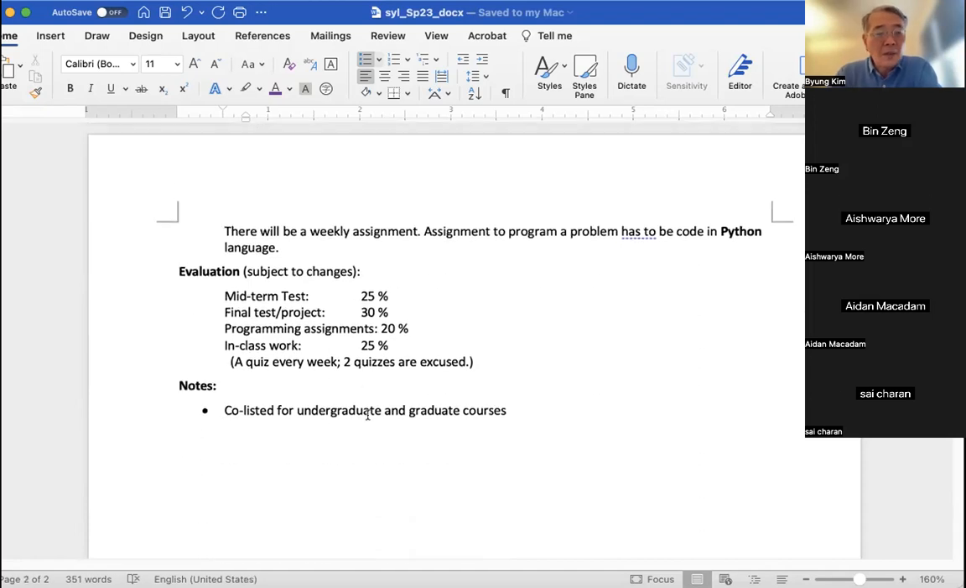And evaluation is listed there, and you have a weekly quiz, and you are excused from 2 quizzes. In other words, you can miss 2 classes. And there is a midterm test and a final test or project. Programming assignments or homework assignments will count for 20%. And with ChatGPT and so forth, I cannot put too much weight on the programming assignment nowadays. Okay, that's the fact of life.